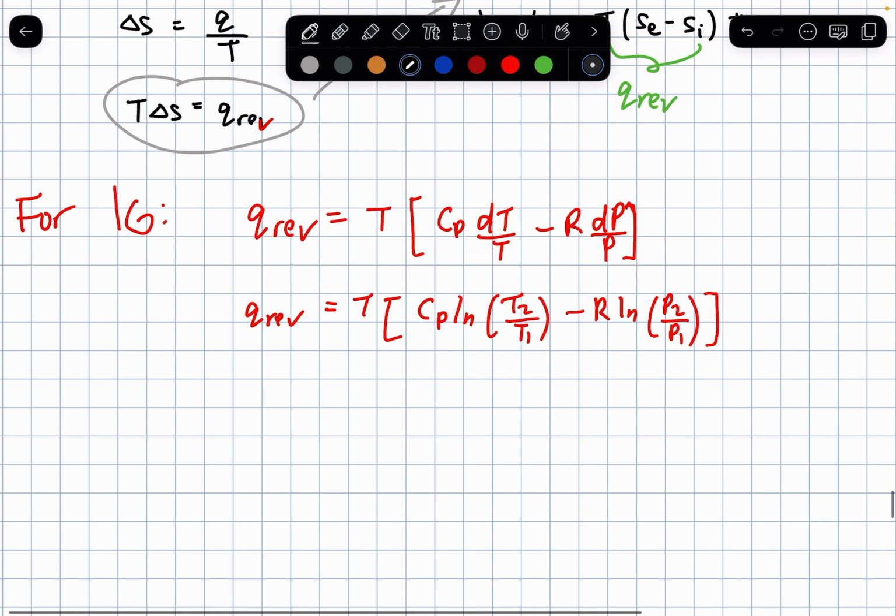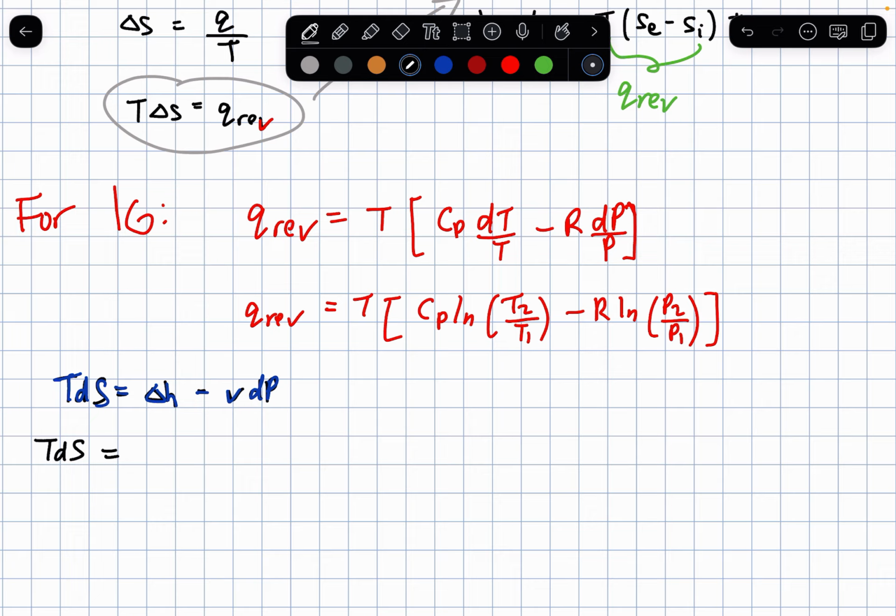But we need to derive this. Frick. V dP, delta H minus V dP, T dS. Always this, always this. Pain in the ass. Okay, let's start deriving.